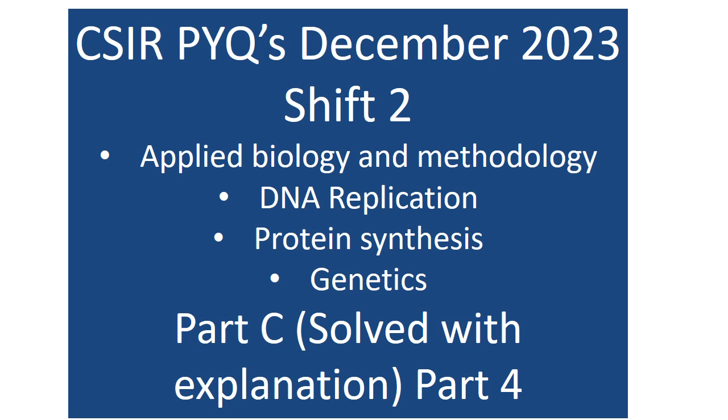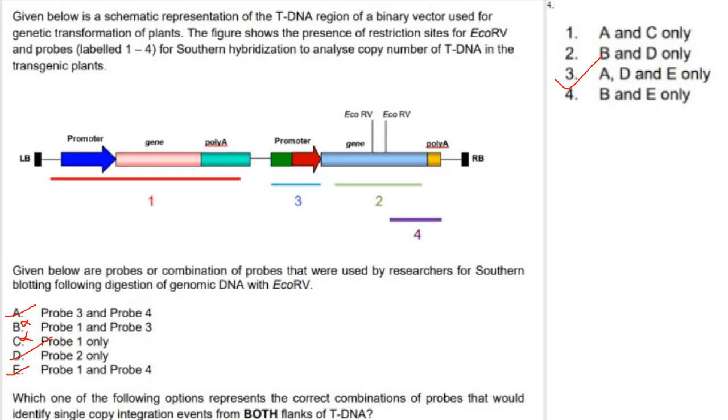CSIR PYQs December 2023 Shift 2 question paper. This is part C questions that I am discussing. This is part 4 of the discussion. I will be dealing with cell biology, biochemistry, cell signaling, applied biology methodology, DNA replication, protein synthesis, genetics. Coming to the first question.